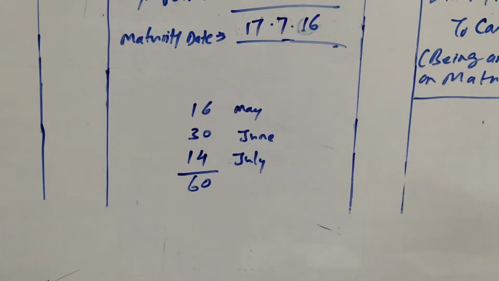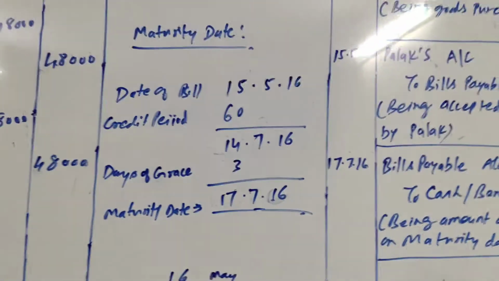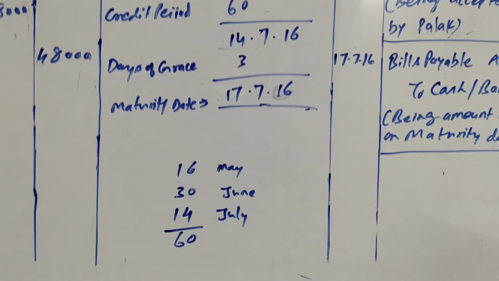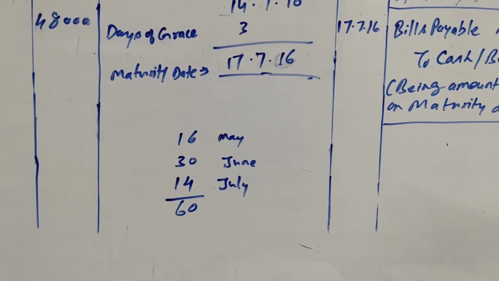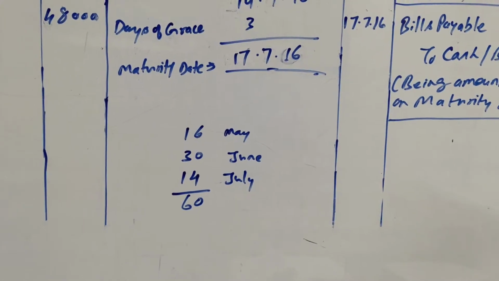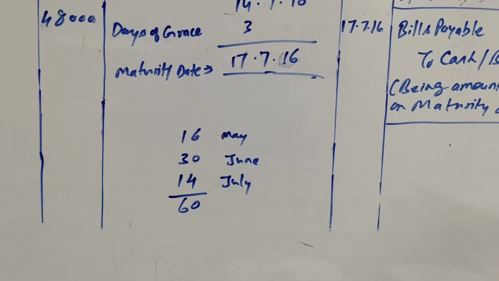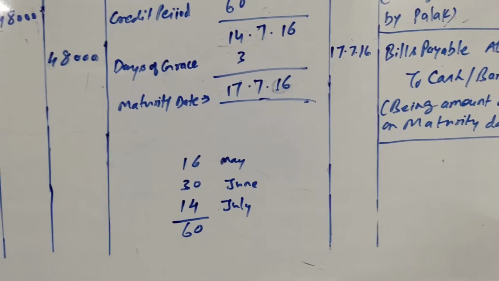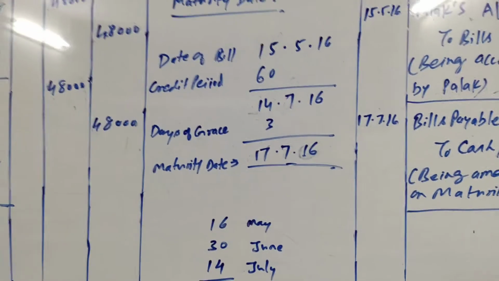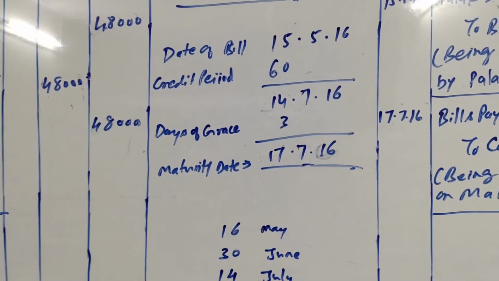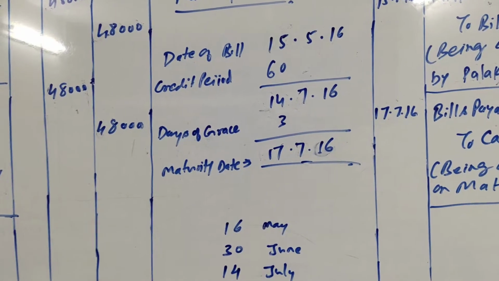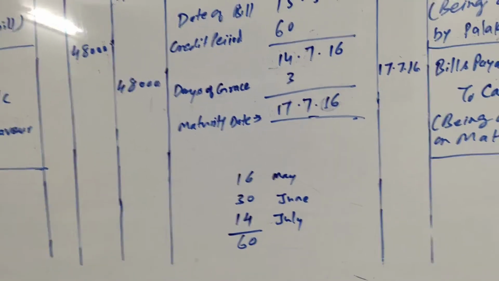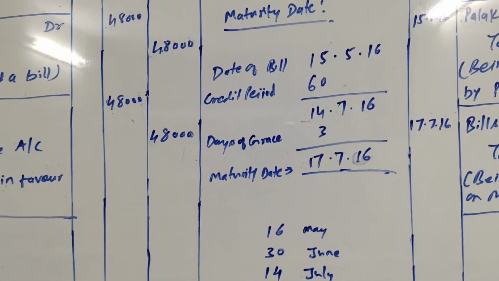Here the calculation is 16 days of May from 15th May to 31st May. Then whole 30 days of June, and the remaining, 30 plus 16 is 46, so remaining 14 days of July. So this way 14 July will be the maturity date before days of grace, and when we add 3 days of grace, we get maturity date 17/7/2016. So this is the maturity date on which the payment is made by Ansh.